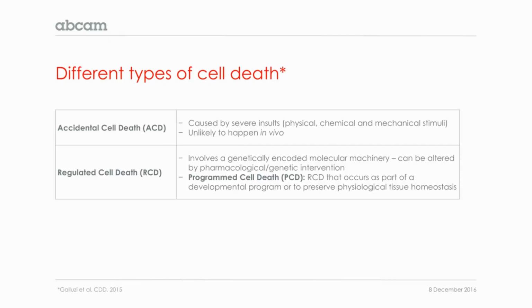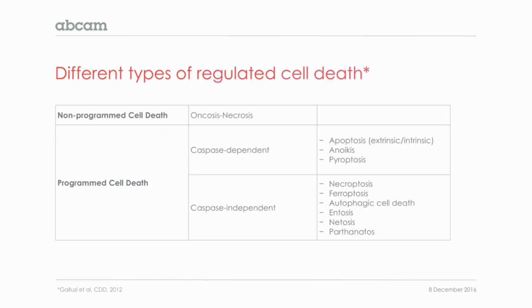And within regulated cell death, we find programmed cell death, which happens as part of the developmental program or to preserve tissue homeostasis. So here you can see an overview of all the different types of regulated cell death that have been described so far according to the NCCD. You can see that we don't talk nowadays of just apoptosis and necrosis, but that we differentiate between non-programmed and programmed cell death, and that within programmed cell death there is a broad range of cell death types.